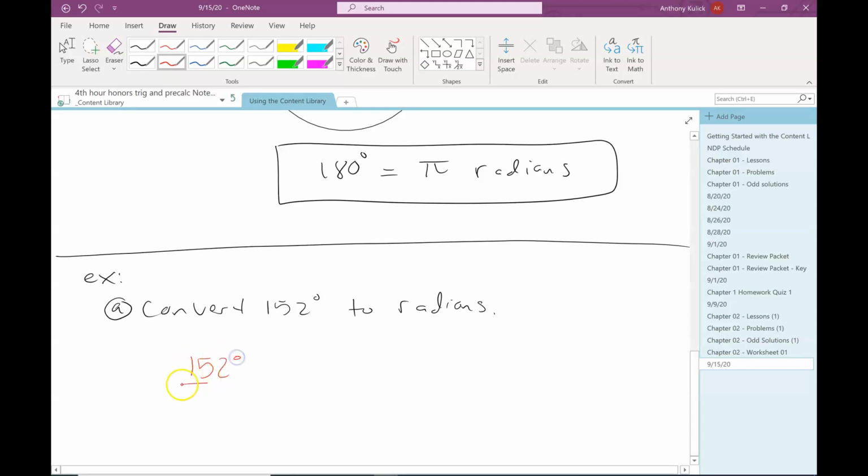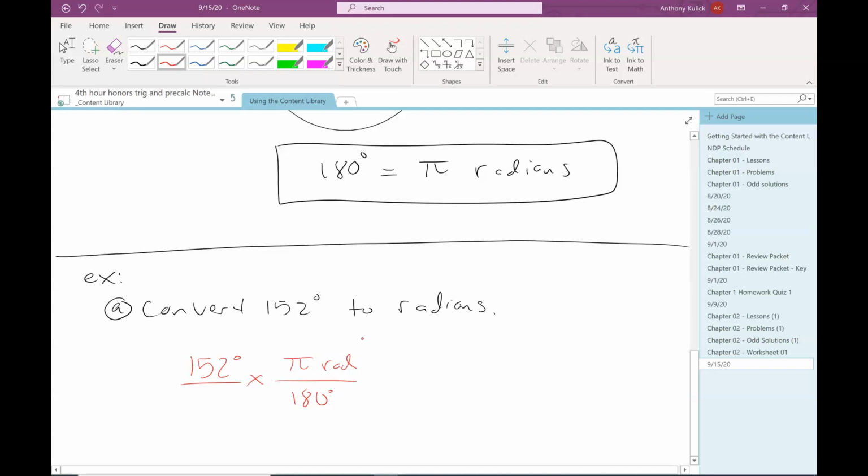So I'm going to start with my known quantity, and I'm going to multiply it by a ratio. Now that ratio is going to be built from the conversion factor. If degrees are in the numerator, where do degrees need to go in my conversion factor here? In the denominator. So I'm going to have 180 degrees here. And the numerator then should be pi radians.